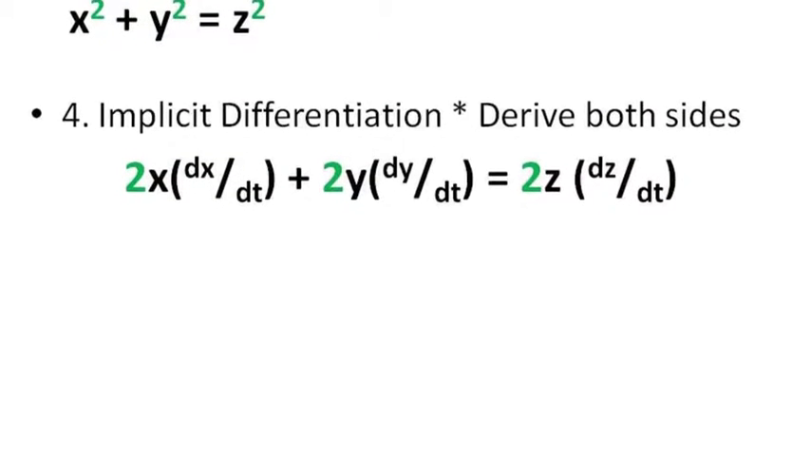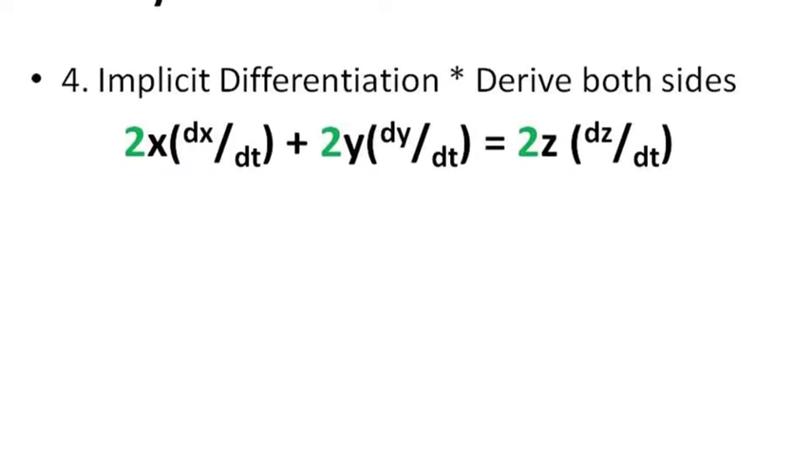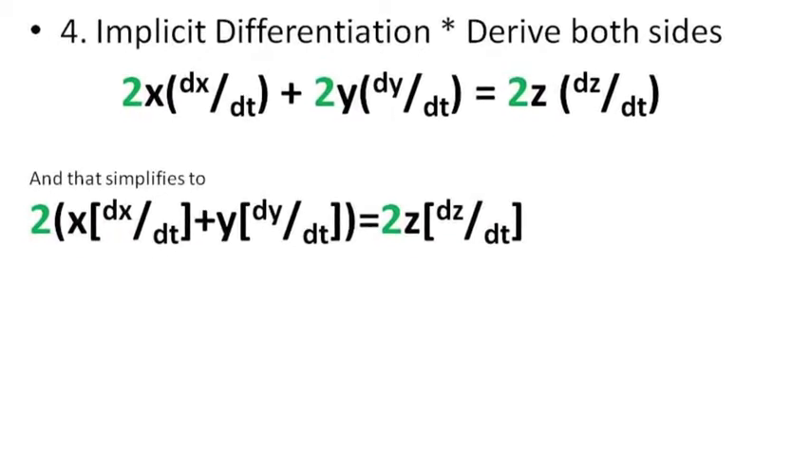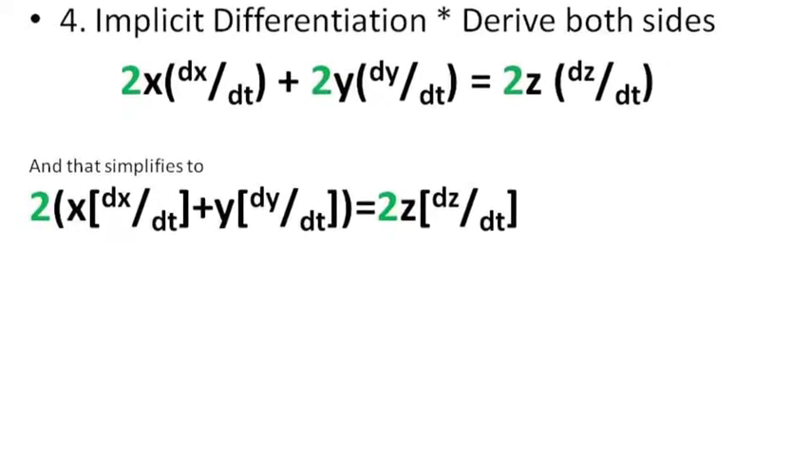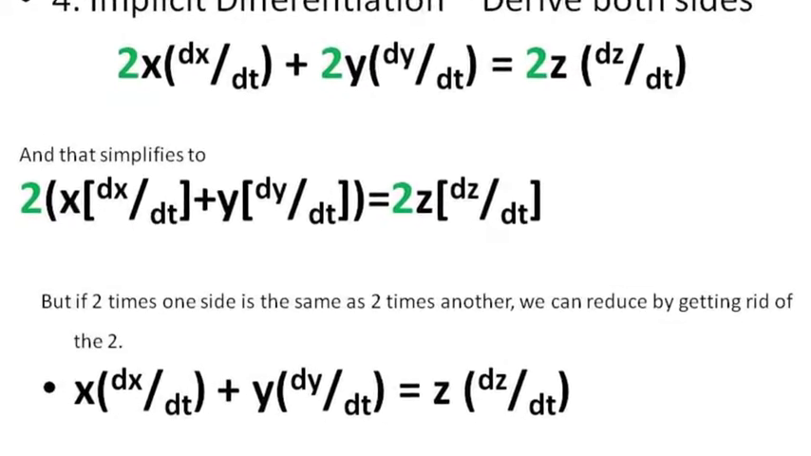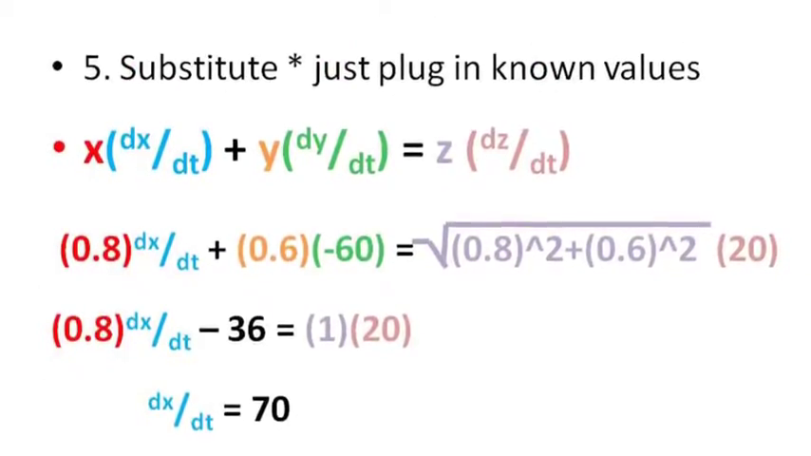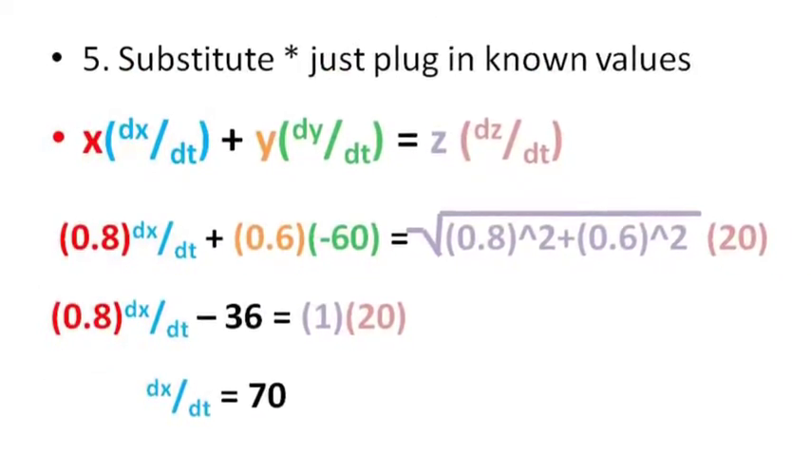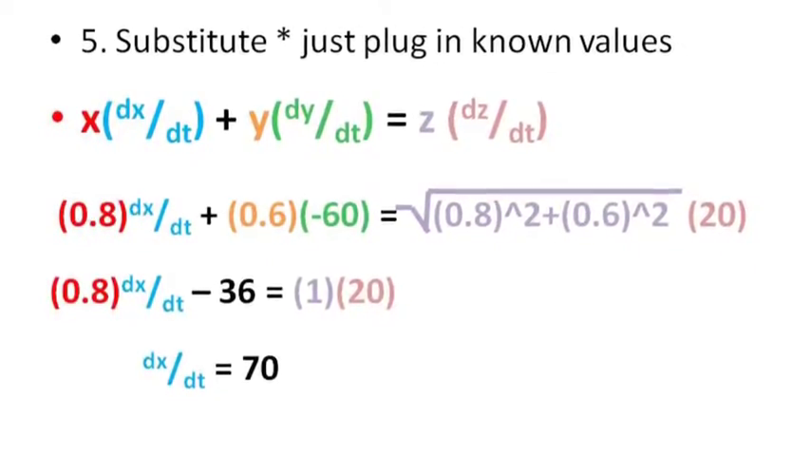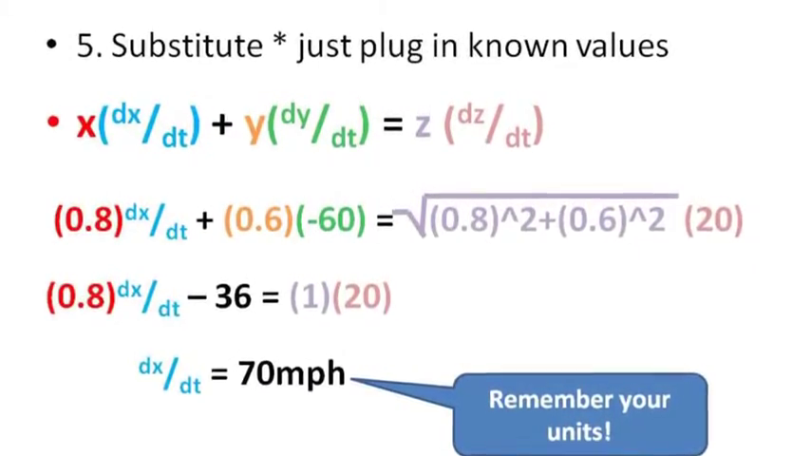So the derivative would say this, right? And that simplifies to this, with 2 on the outside. But if 2 times one side is the same as 2 times another, we can reduce by getting rid of the 2. So now we just plug in known values. So the answer is 70. Okay, but don't forget your units. And this is speed, so it would be 70 miles per hour. Yes. See? Calculus.